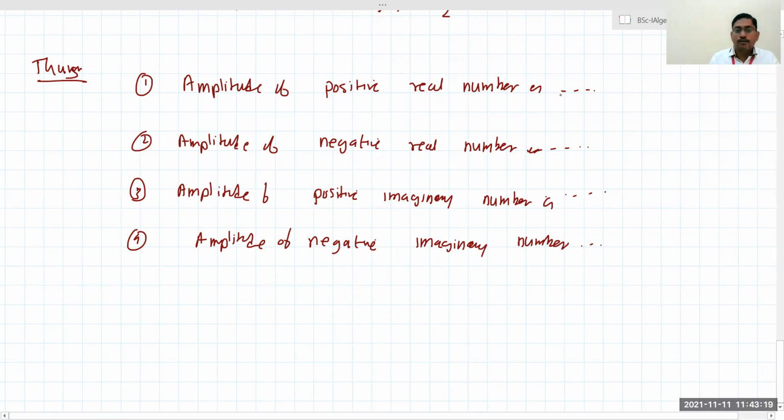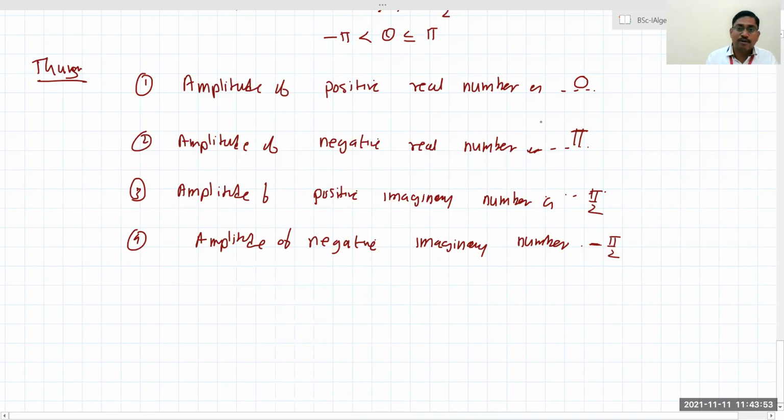The amplitude of a positive real number is 0. Very good. The amplitude of a negative real number is pi. And why am I writing pi? Because I started with this. I am equating to pi. Actually, pi and minus pi are one and the same, so either put the equal sign here or here. Very good. The amplitude of a positive imaginary number is pi upon 2, and of a negative imaginary number is minus pi upon 2.